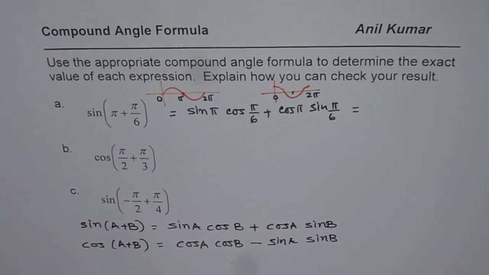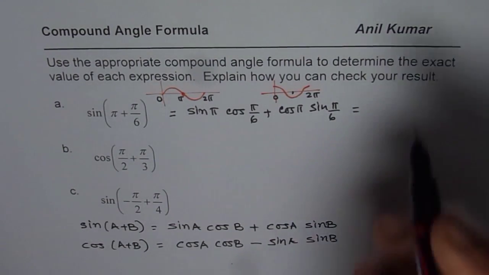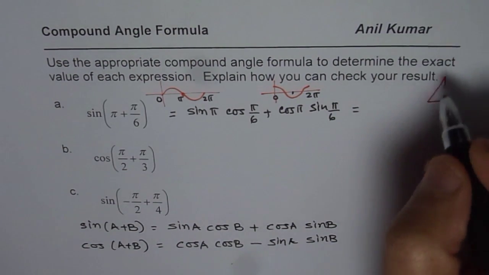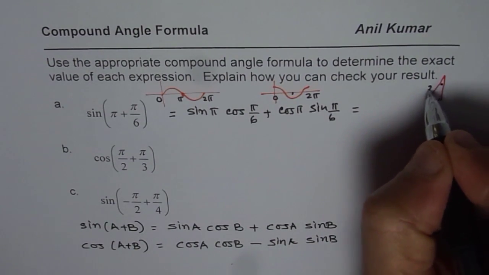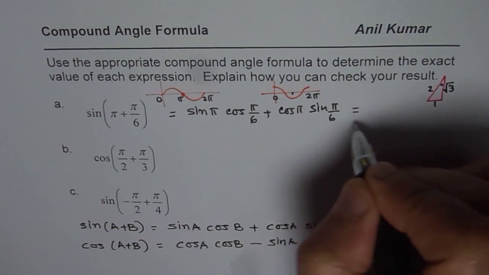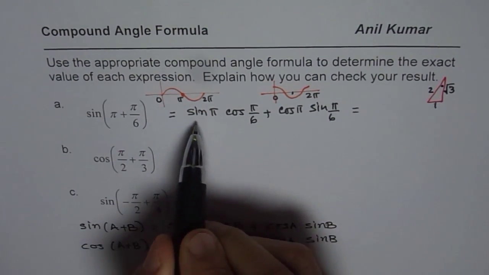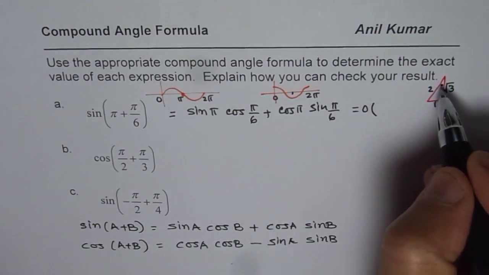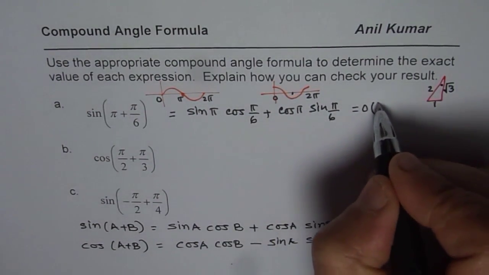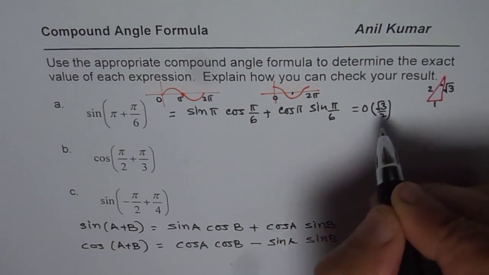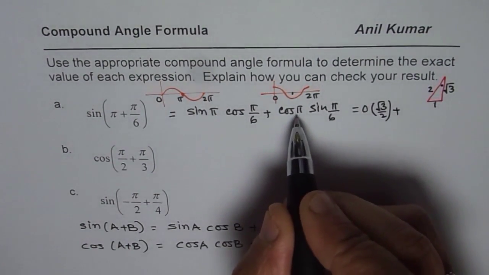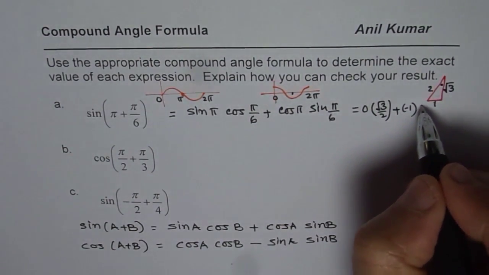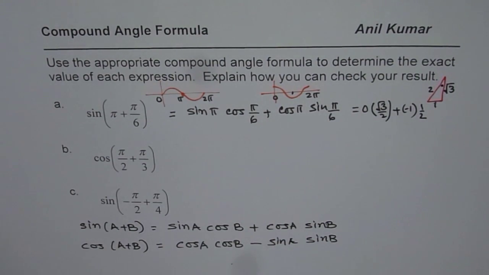And then we have pi by 6. To find the value for pi by 6, it's a good idea to make your right triangle. So pi by 6 is this angle for us, and the sides are 1, 2, square root 3. So from here we can write down the values. Now we know sine pi is 0, so it is 0 times cos pi by 6, that means square root 3 over 2, plus cos pi is minus 1, so we have minus 1 times sine pi by 6, which is half, correct? So that is what you get.